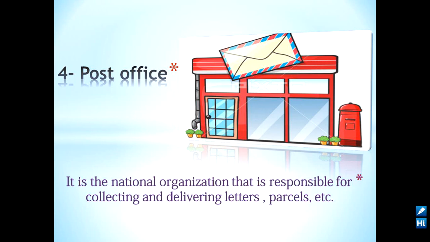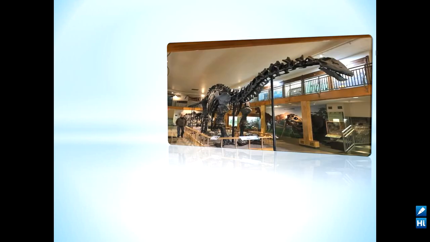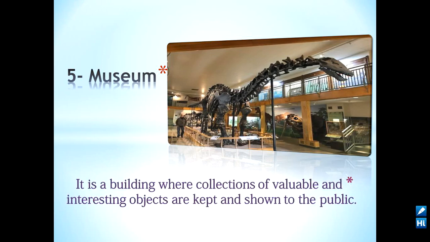What is number 5? Okay, as you see, this is a museum, and in museums people can see a lot of things. So you might ask yourselves too, what is the meaning of museum? Yes, it is a building where collections of valuable and interesting objects are kept and shown to the public. So you can see a lot of objects if you go to museums. Museums are not only built for one thing.